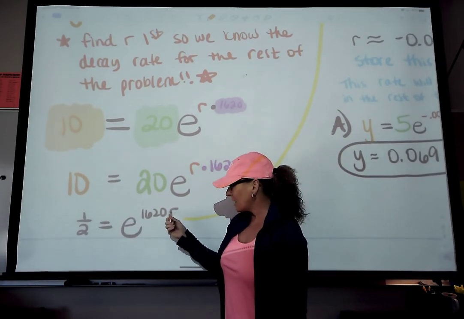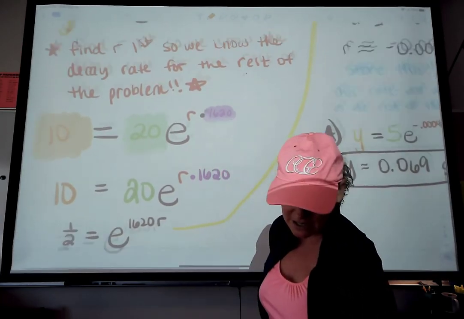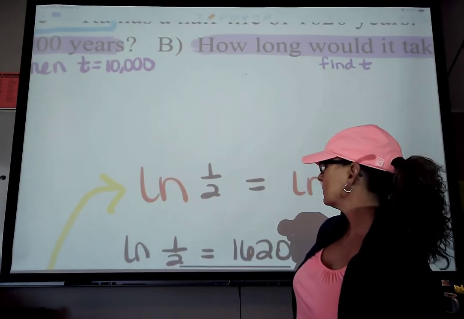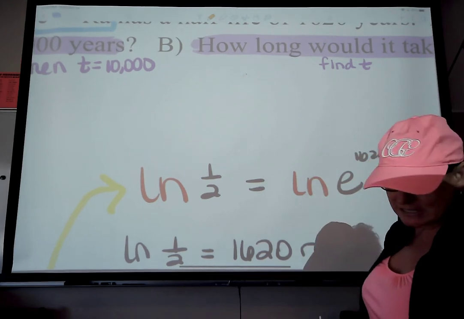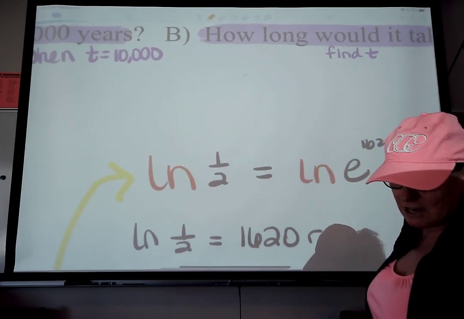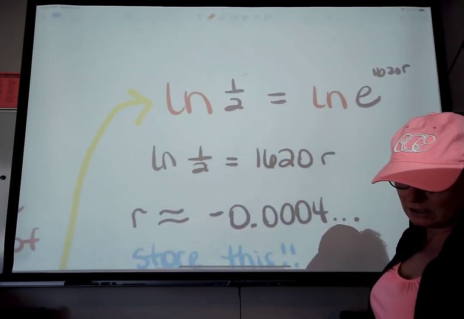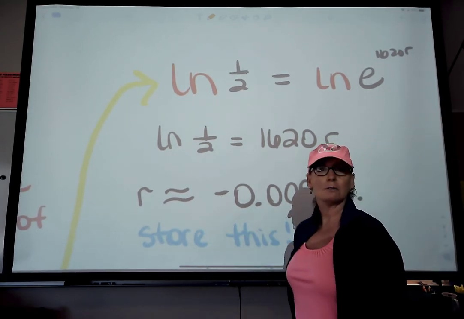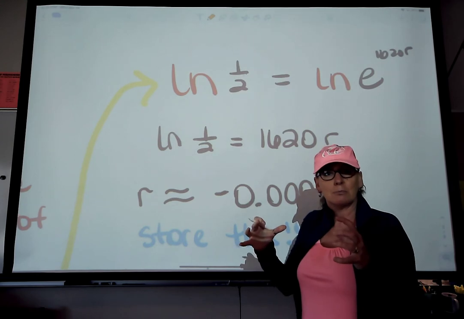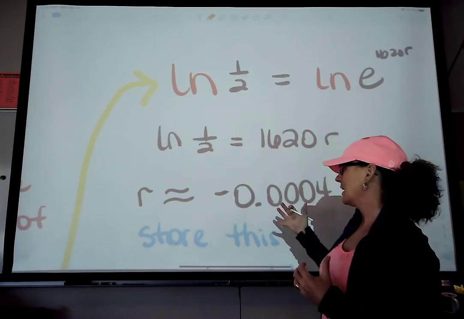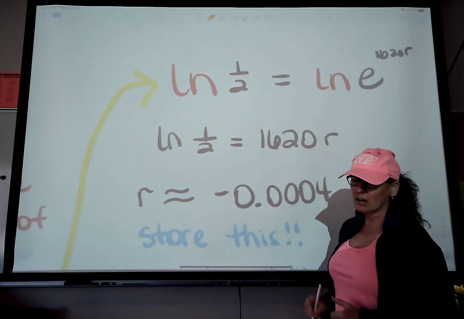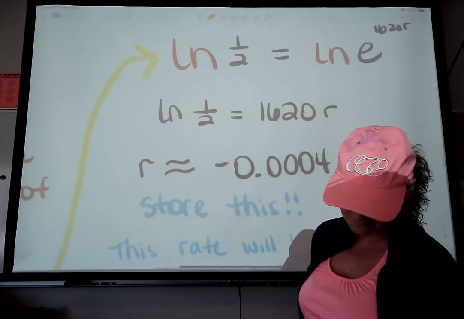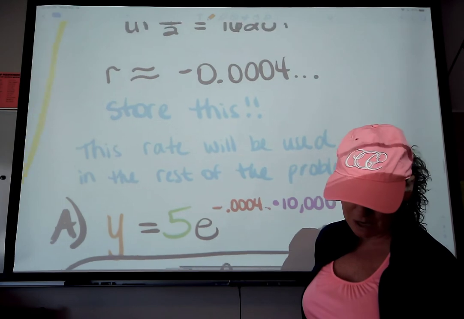Let's get R out of here. I need a natural log of both sides. Bring the exponent down. Divide by 1,620. I got a negative number for r. Makes sense, it's a decay problem. Our amount is decreasing, so we have a negative rate. Store this in your calculator. We're going to use it for the rest of the problem.